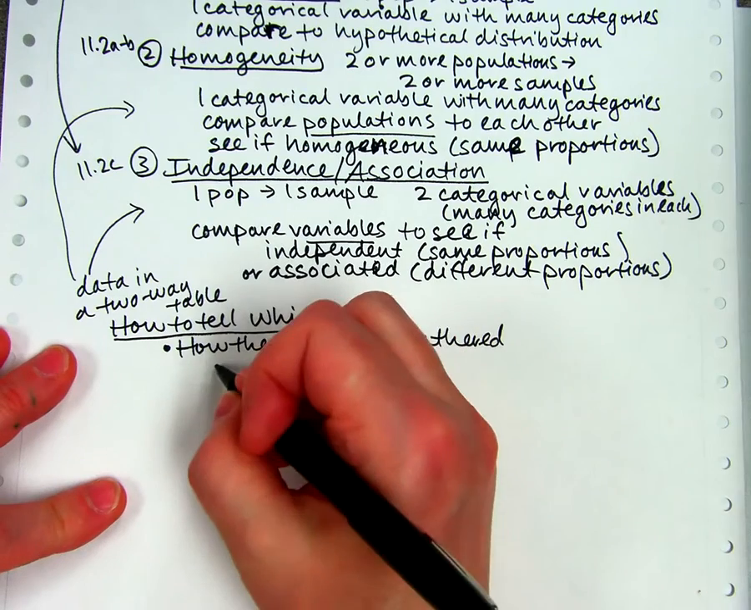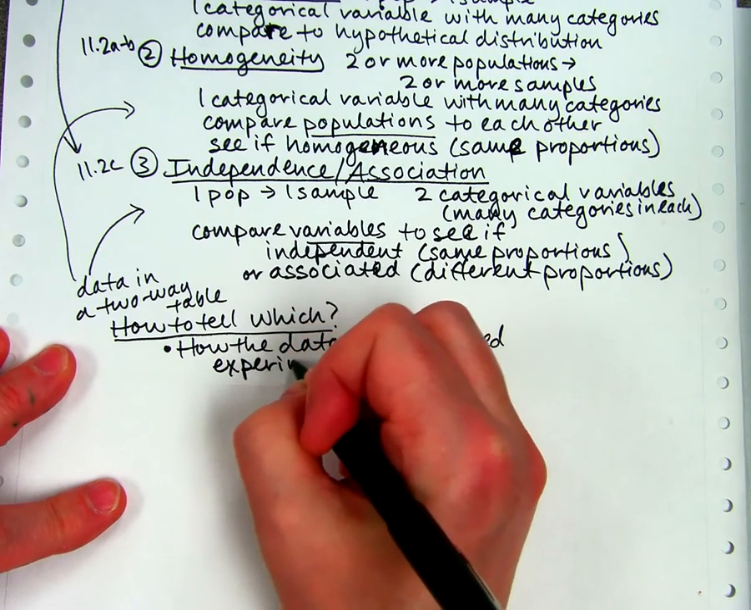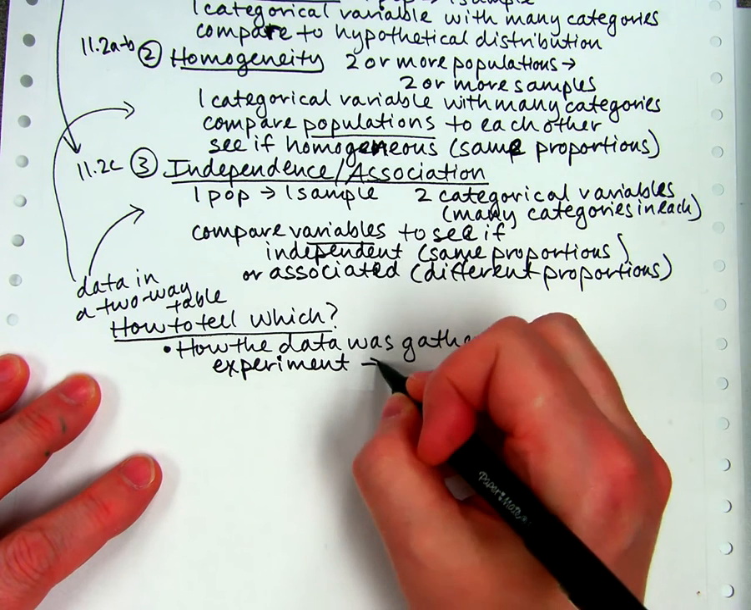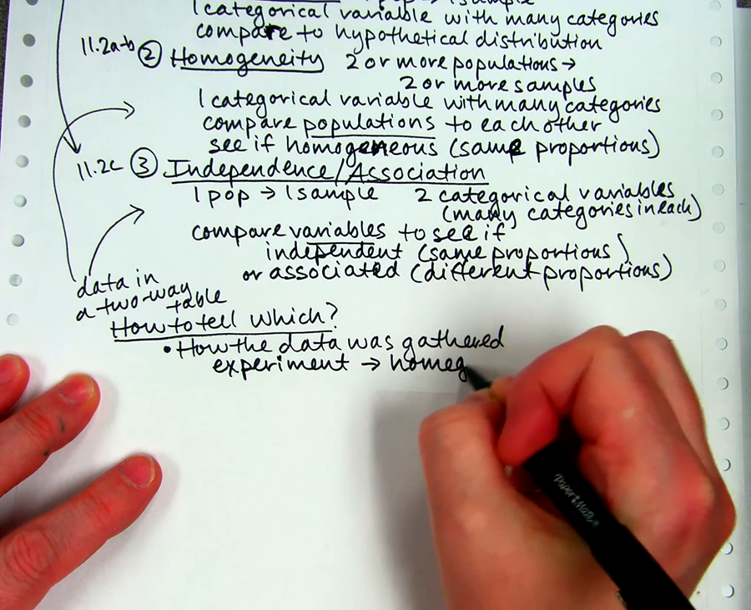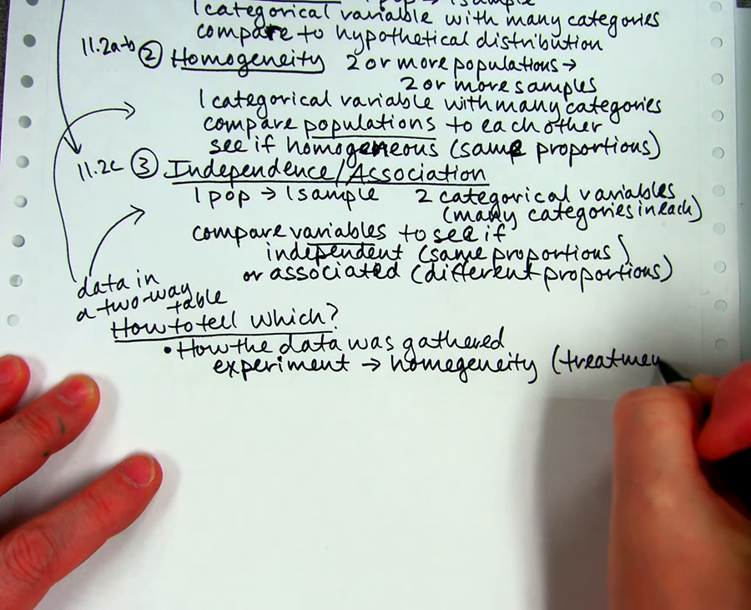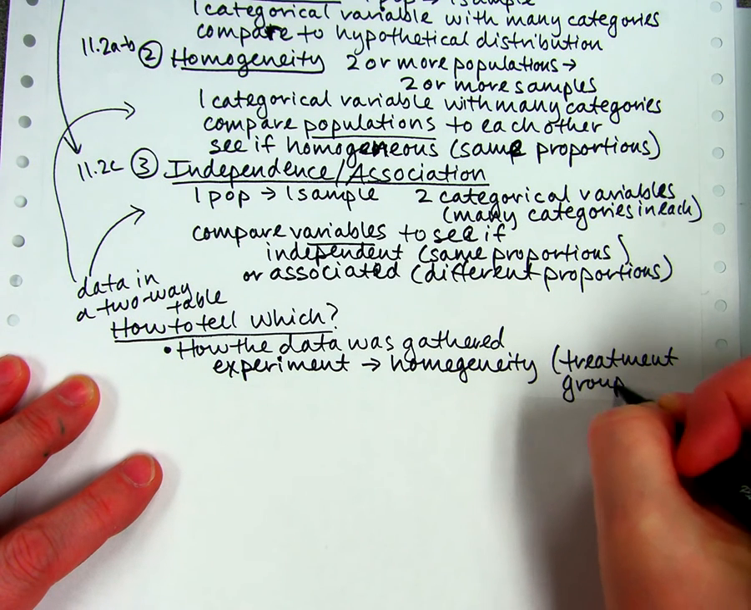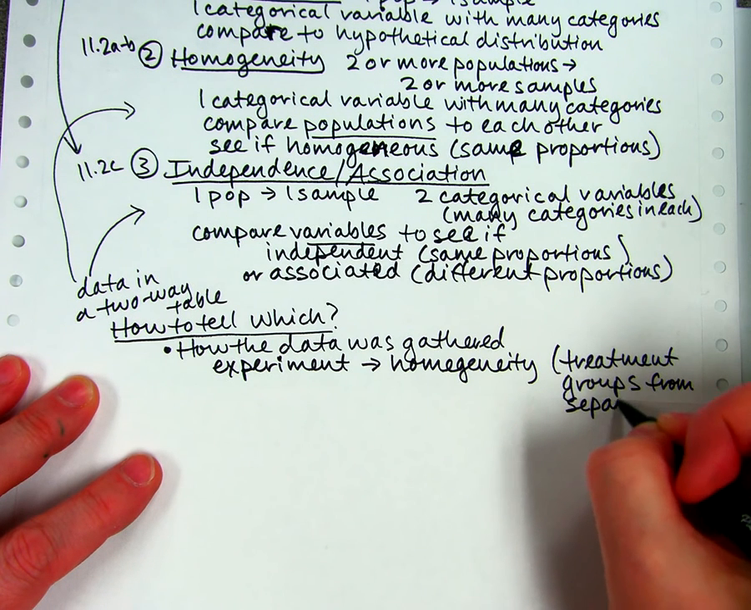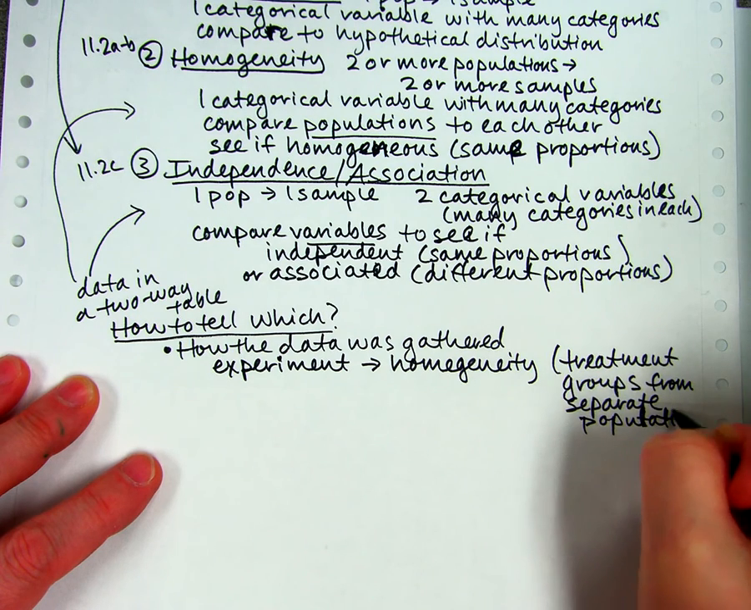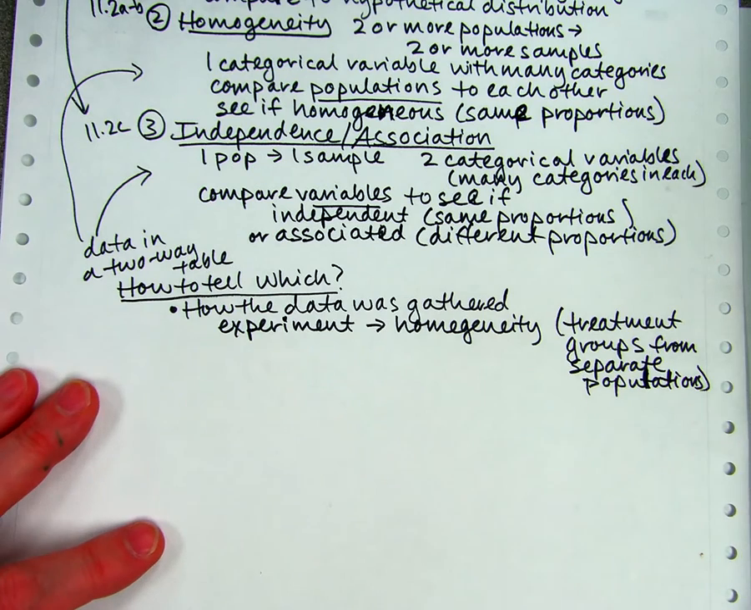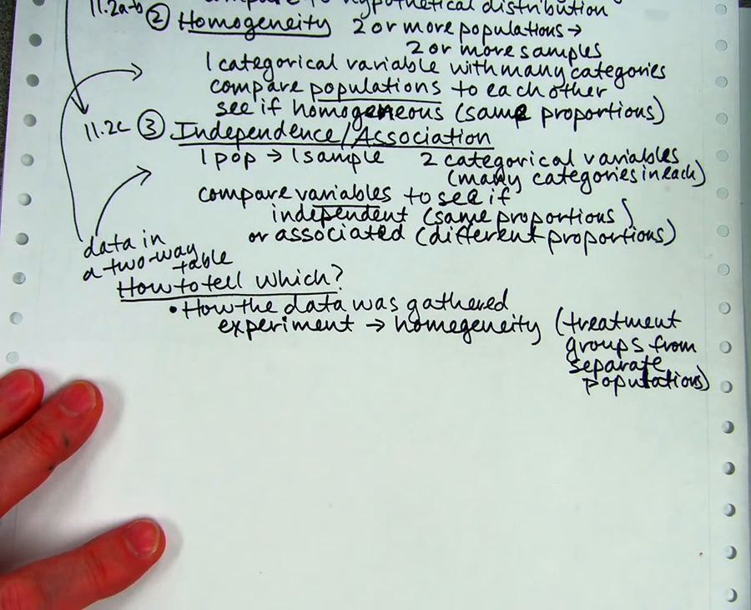If you are talking about an experiment with randomly assigned treatments, then those treatment groups are considered separate populations, and so that would be a homogeneity test. Population of people who could have had this treatment or something like that. So if it's an experiment, that's what you do.